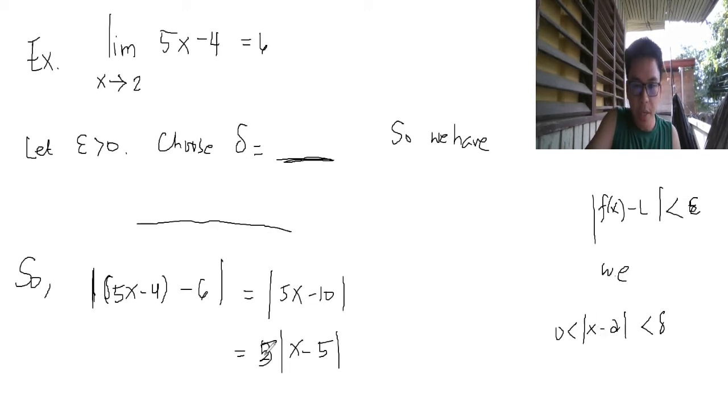Oh, I'm sorry. Let me correct this one. This should be 5, and this is x minus 2. Thanks for that. Okay, so this is 5|x minus 2|. So therefore, this is already less than delta.